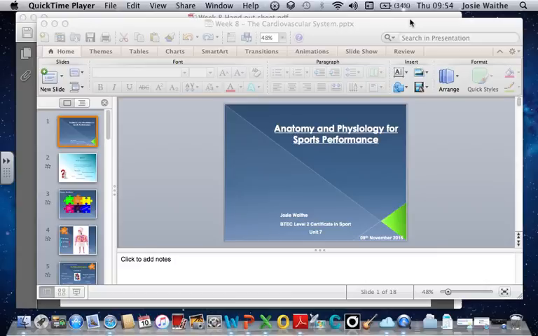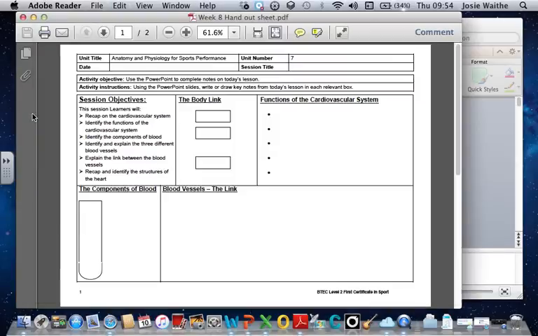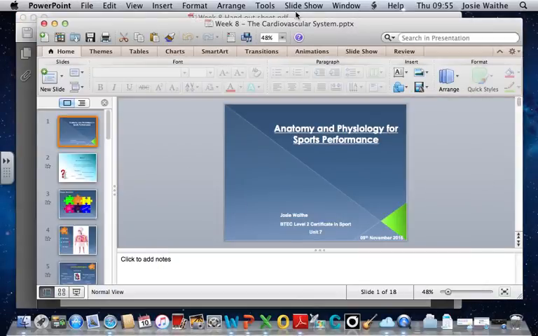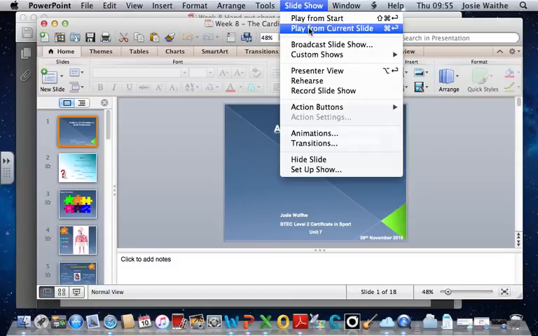Anyway, today I'm going to go back over the presentation with you. If you didn't fill out this handout yesterday, I want you to fill it out so that you've got the information for your exam. It's quite a simplistic resource that you can use when revising for your exam. Let's make this into a slideshow.